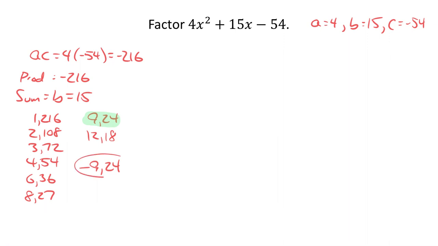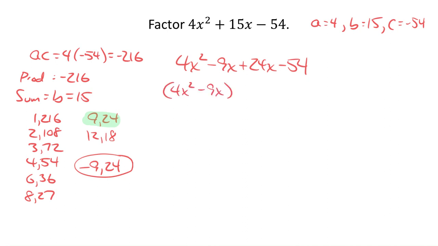Once again, what do we do? We take the trinomial we had, 4x squared, and instead of writing 15x in the middle, we'll write minus 9x plus 24x minus 54. Now we group them together in pairs. We're going to group the 4x squared together with the 9x. We're going to group the 24x with the 54.